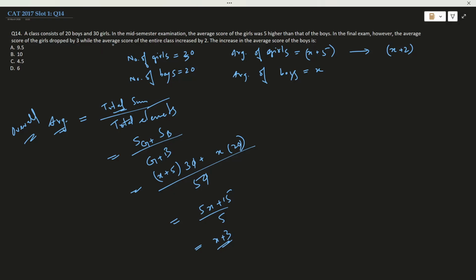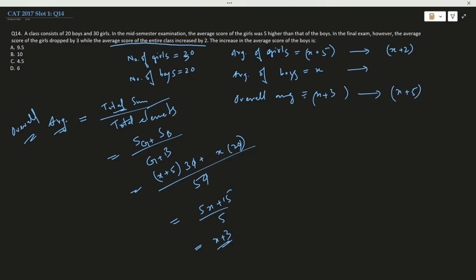Now the average score of the entire class increased by 2. So the overall average was x plus 3 and it increased by 2, so it became x plus 5.